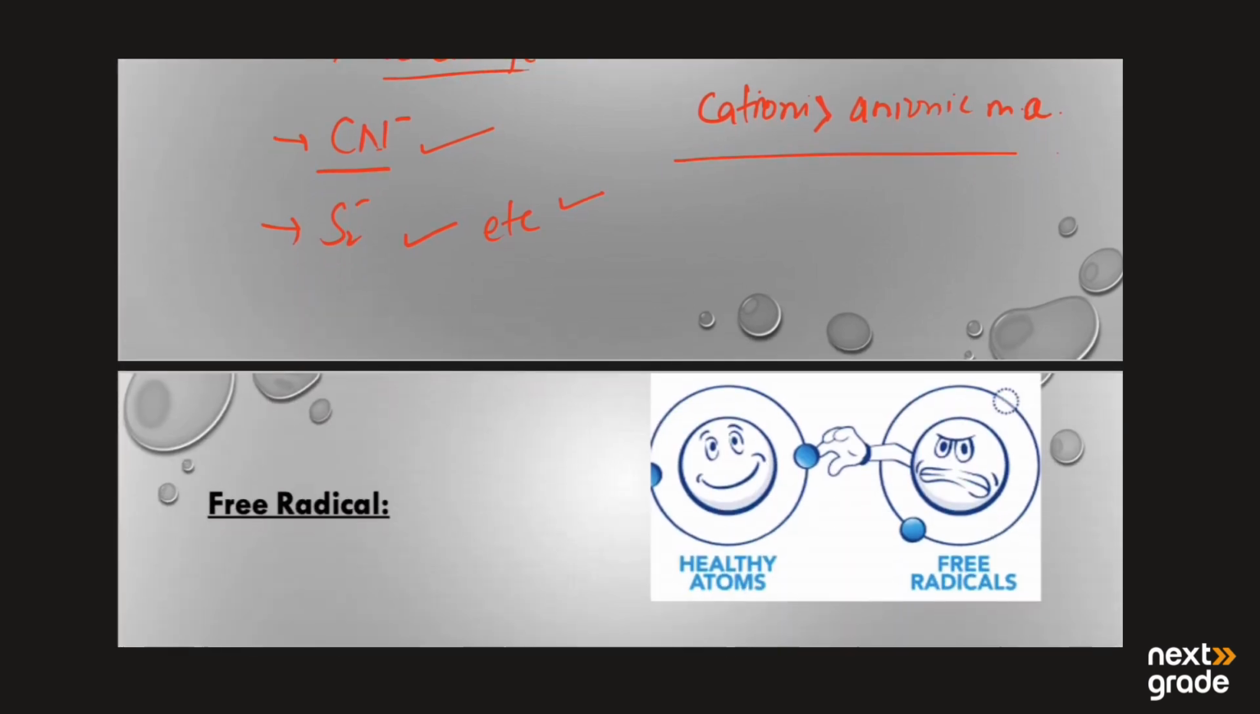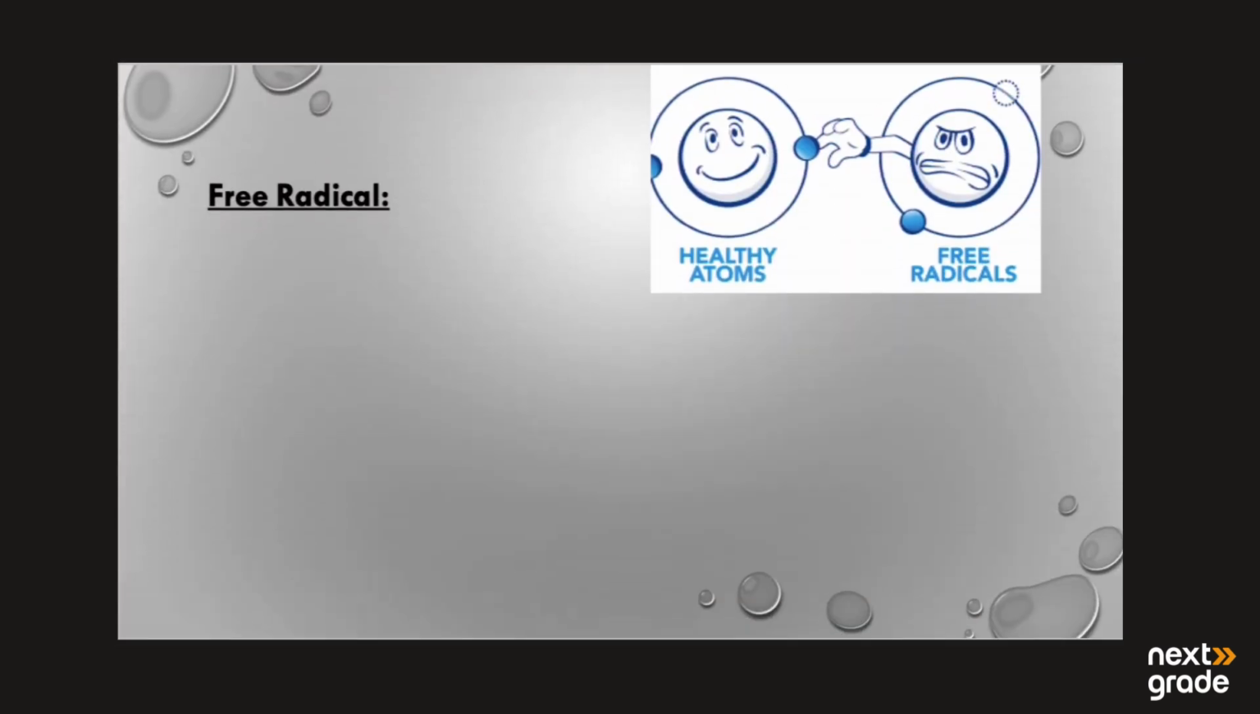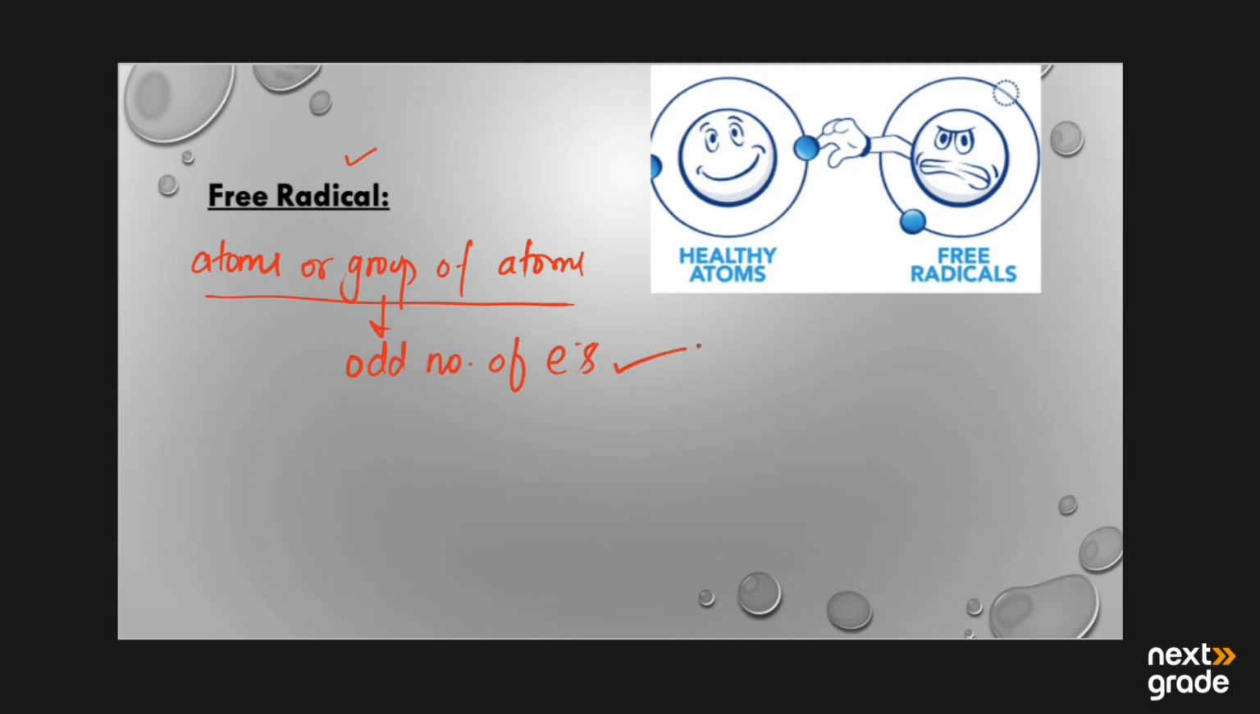Next we have the second topic, free radicals. What is meant by a free radical? As shown in the picture, first of all we must know its definition. Free radicals are atoms, or it may be a group of atoms, having an odd number of electrons. So when they have an odd number of electrons, they form a free radical.